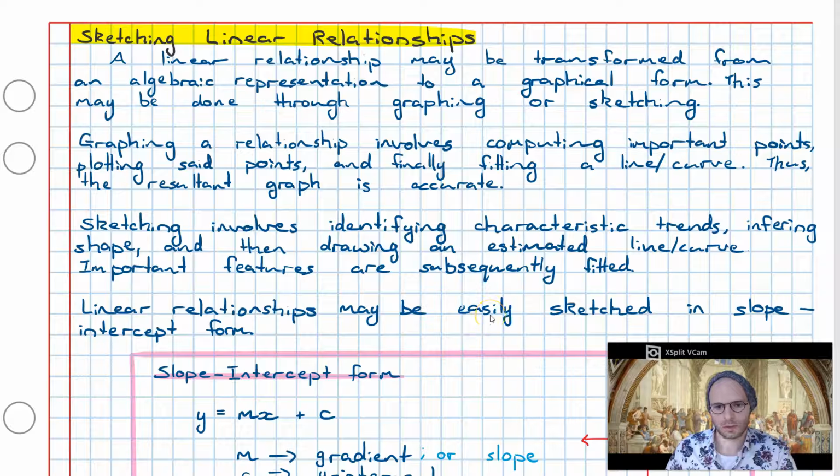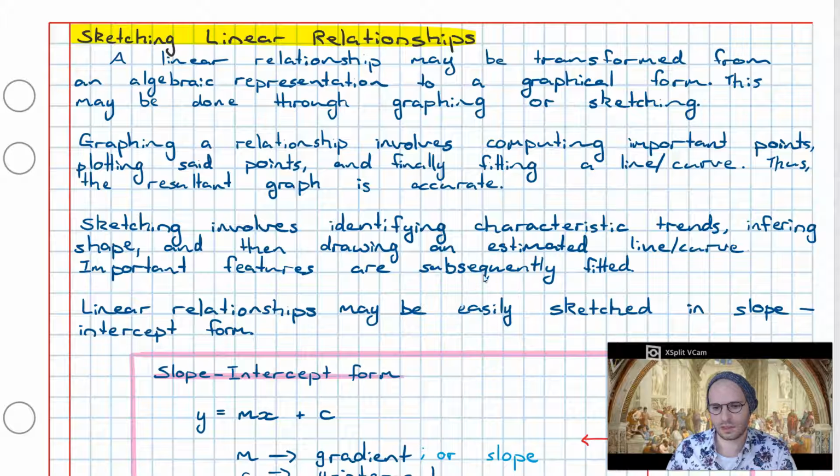Welcome to this video on the topic of linear functions. In this video, I'm going to show you how to sketch a linear relationship, that being the action of changing the algebraic representation of a linear relationship to that of its graphical representation.